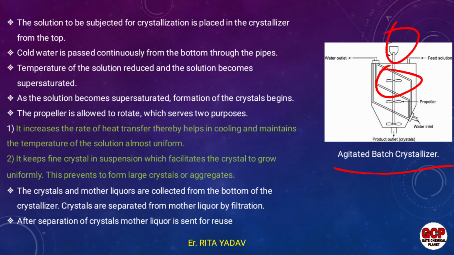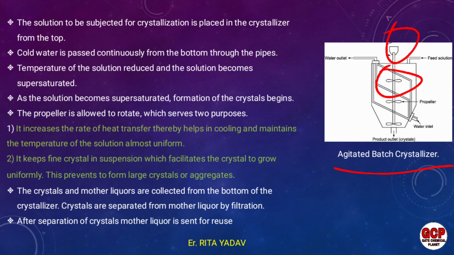And here the propeller is allowed to rotate, which serves two purposes. The first purpose of the impeller is to increase the rate of heat transfer and thereby help in cooling and maintaining the temperature of the solution almost uniform. The second purpose of the impeller is to keep fine crystals in suspension, which helps the crystals to grow uniformly and also prevents the formation of large crystals or aggregates. So these are the two functions of the impeller.